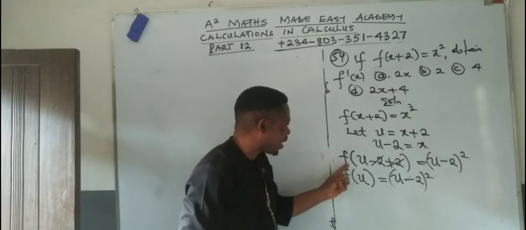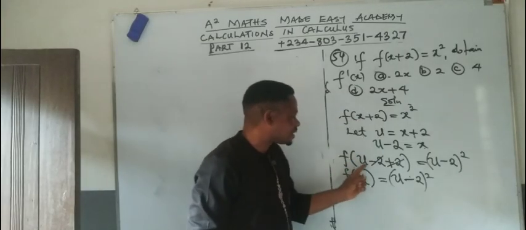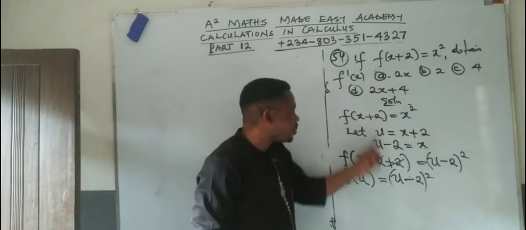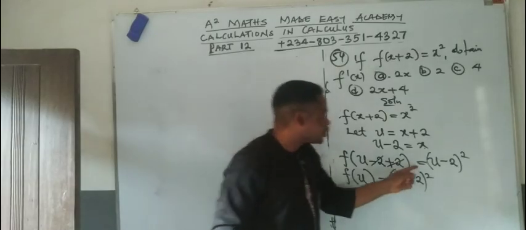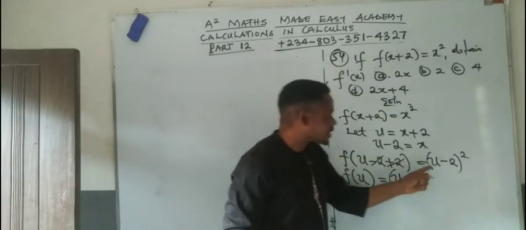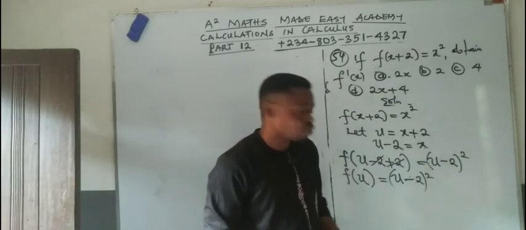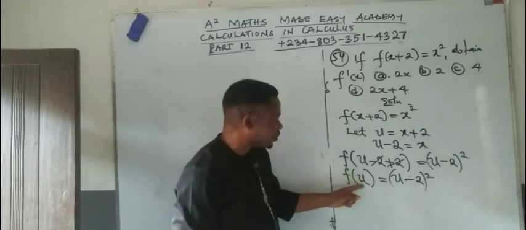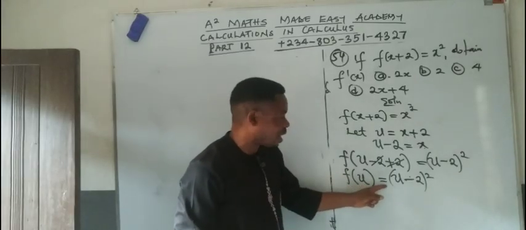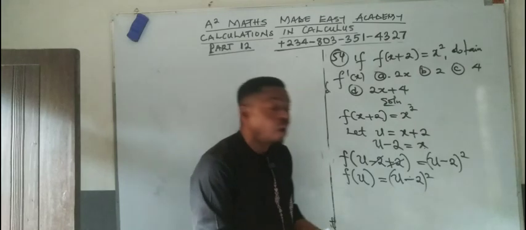I got f, bracket. I have seen x. What is x? U minus 2. Then plus this to close the bracket. Then to the right, I have seen x. What is x? U minus 2, but all squared. I will now say f of u is now equal to, are you with me now? U minus 2, then all squared.